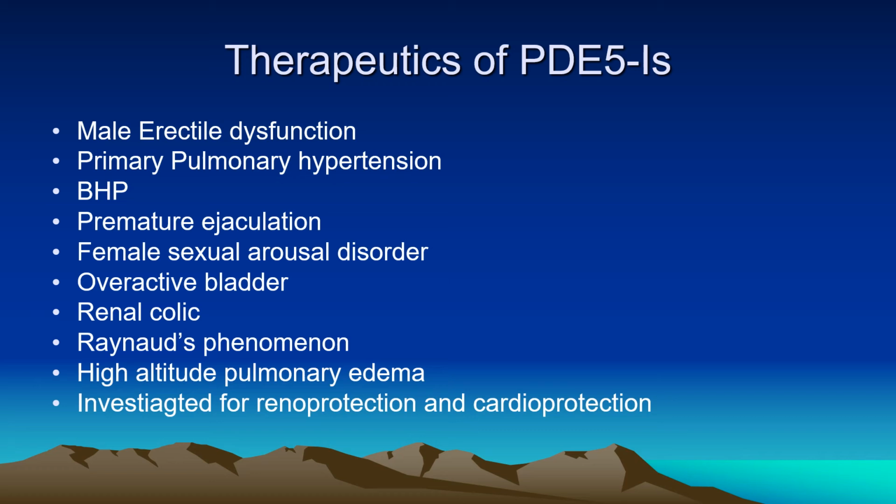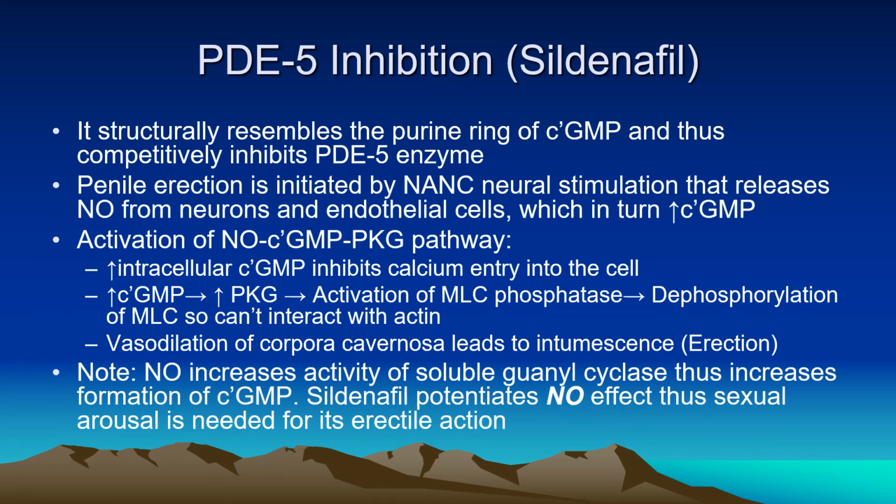Sometimes it is also thought that it will be useful as myorelaxation in renal colic, vasorelaxation in Raynaud's phenomena. It may prevent high altitude pulmonary edema and is currently investigated for protection of the organs, kidney and heart. So these are the potential uses of the phosphodiesterase 5 inhibitors. Taking the example of sildenafil now.